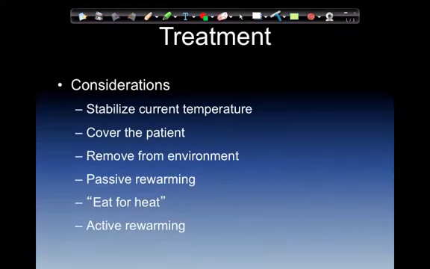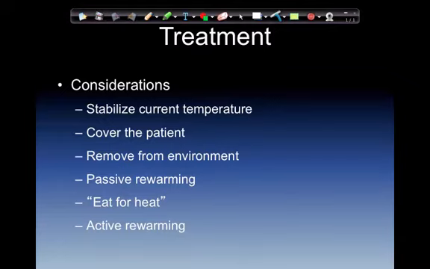In treatment, considerations should be made. Stabilize current temperature and remove all the wet clothing. Cover the patient. Remove from the environment, especially exposure to the wind. Passive rewarming: the patient's own heat is used to rewarm the patient. Wraps, shivering, etc. Eat for heat. Provide simple carbohydrates to support shivering.